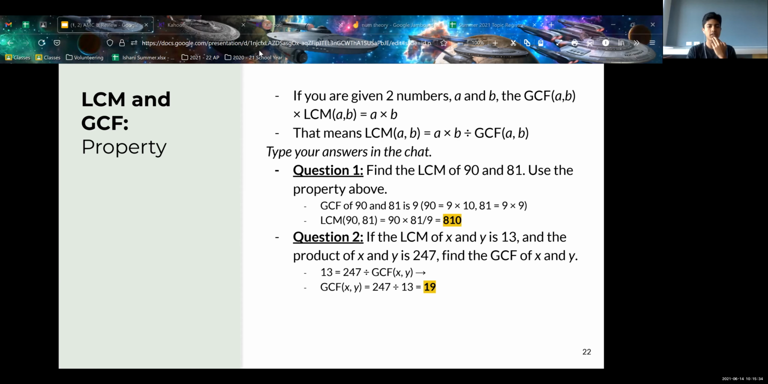The AMC likely wouldn't ask you a question like this. And if it would, then the numbers might be fractions. It probably meant GCF of X and Y is 13, and then find the LCM. But yeah, the same thing applies either way.